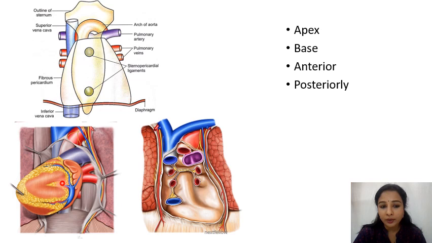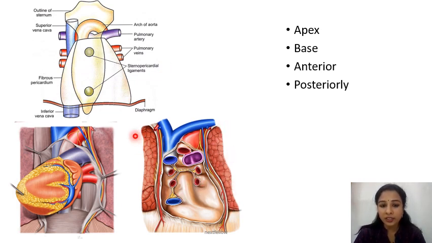Posteriorly, when you lift the pericardium, we can see the arch of the aorta continuing to form the descending aorta, and the impression of it. So posteriorly it is related to the descending aorta and esophagus, and also to the vertebrae, that is the T5 to T8 vertebral levels. The trachea also bifurcates at the level of the sternal angle, so the right and left principal bronchi are also related to the posterior surface of the pericardium.